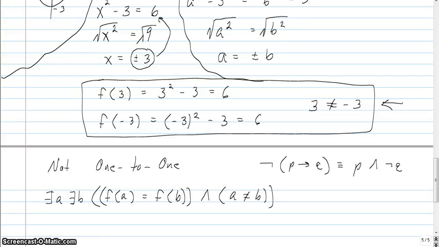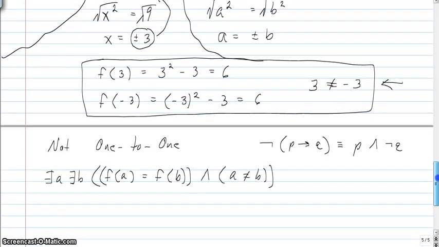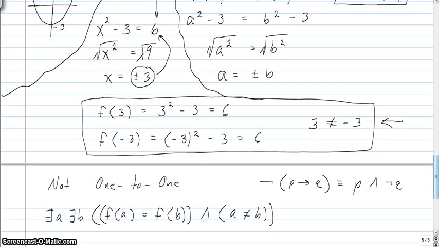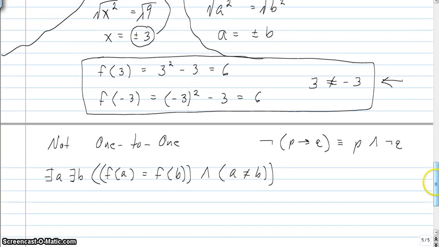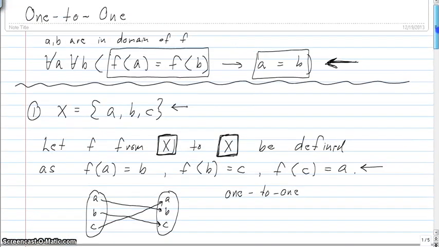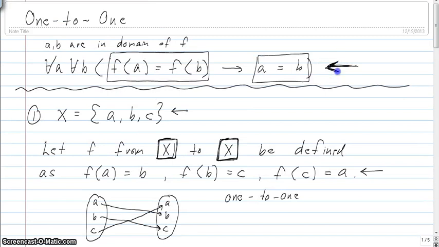Okay, I thought I'd take just a second to make a connection here in this last example that I did, showing that a function is not one-to-one. If we're going to show that a function is not one-to-one, I didn't really mention this in my last video. Formally, the way that we're going to understand how to do that is we're going to take the negation of this definition up here.